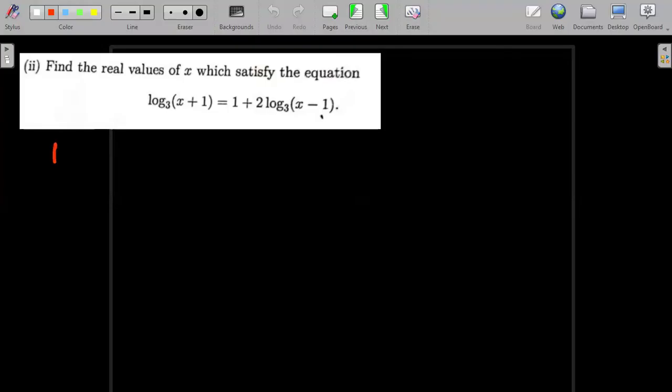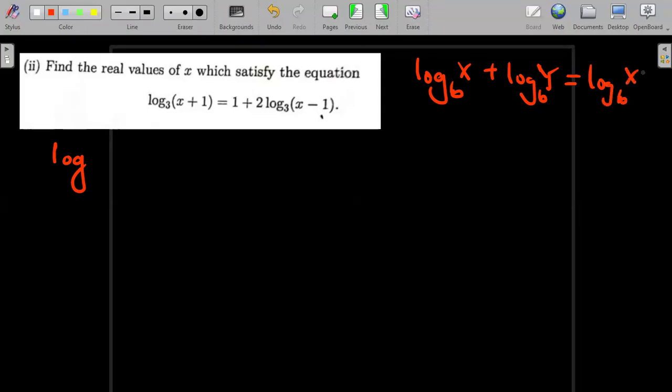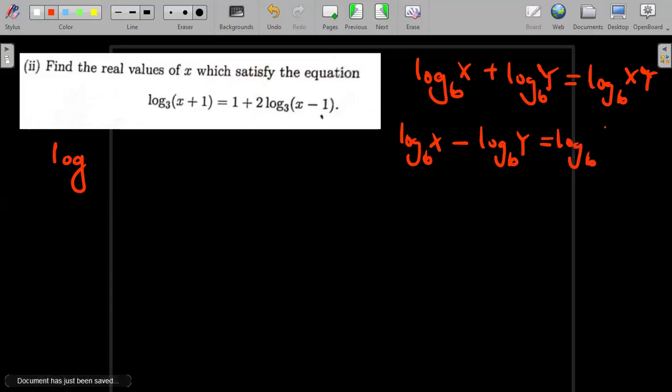So this is logs. We must remember the rules involved with logs. A recap: when you have log base b of x plus log base b of y, this can be written as log base b of x times y. If you have log base b of x minus log base b of y, this can be written as log base b of x divided by y.